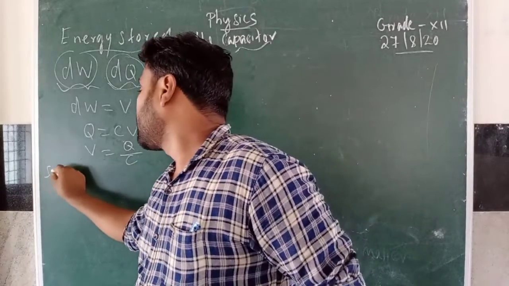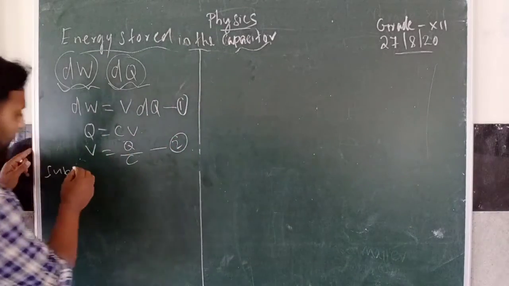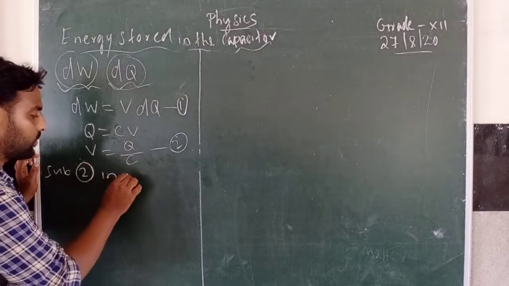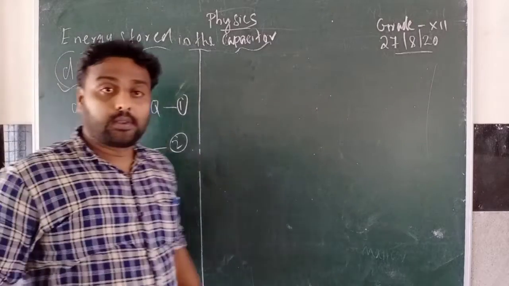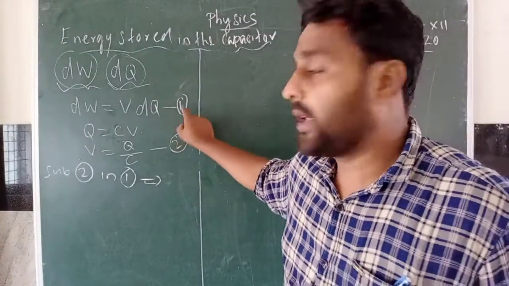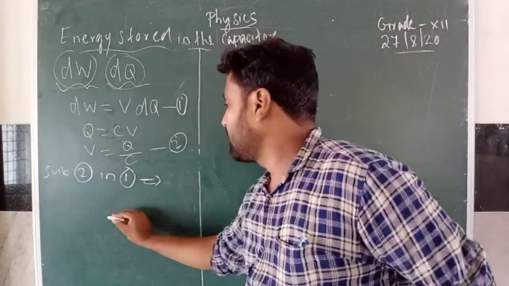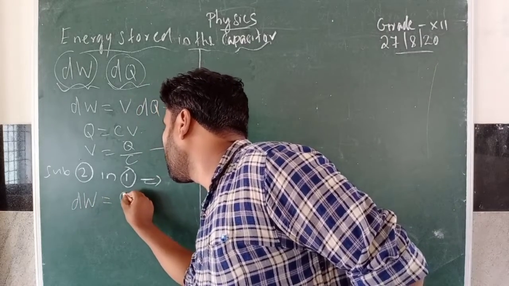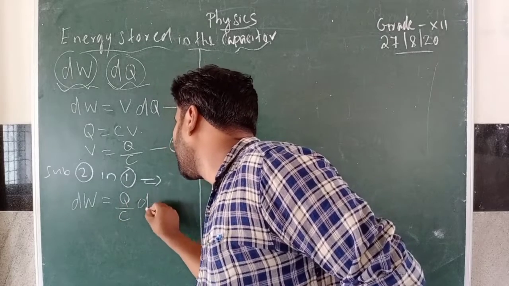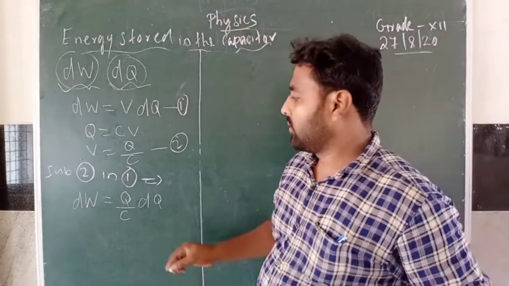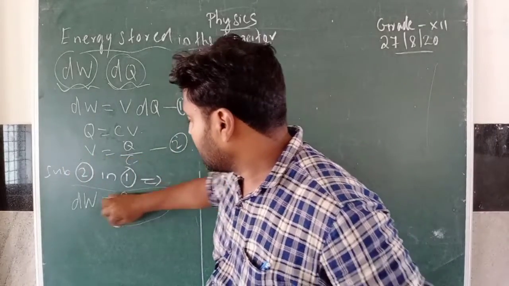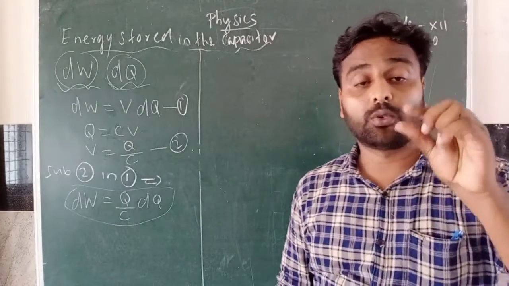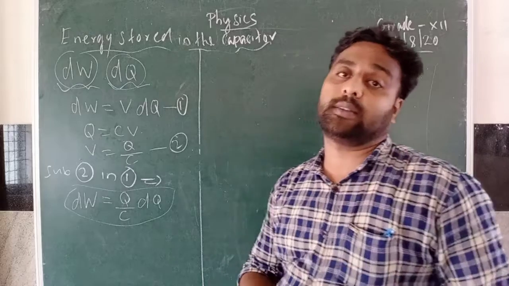Substitute equation 2 in 1. So what will you get now? dW equal to Q by C dQ. So this much is the work done by the battery to transfer an infinitesimal charge.